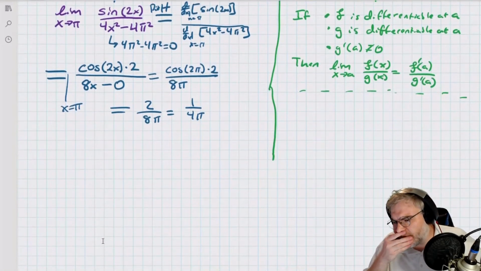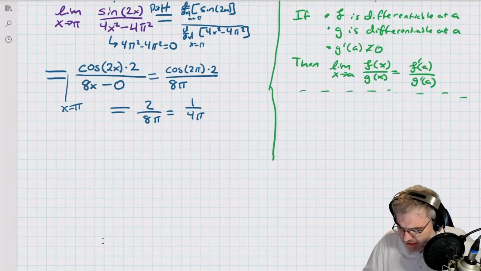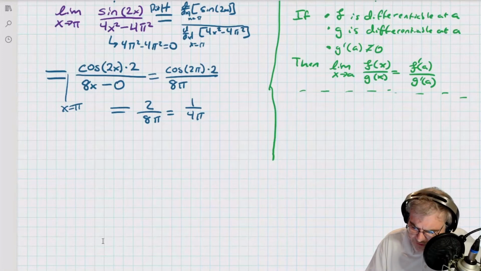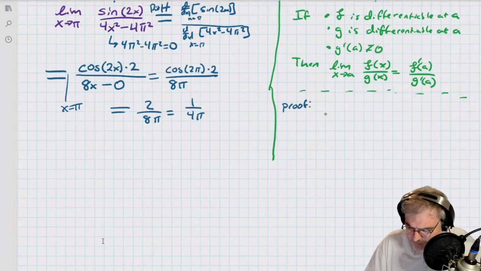Well, the proof of the diet version is actually kind of what I do. I don't exactly use the linearization. What I do is I work backwards and I use the definition of these things. So the strategy for the diet version is to work backwards.